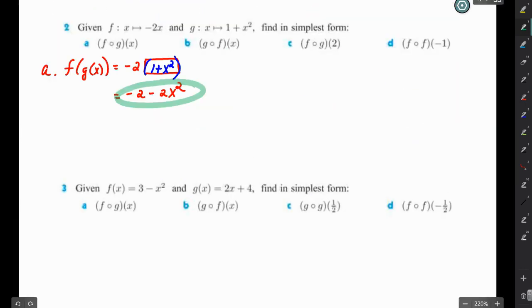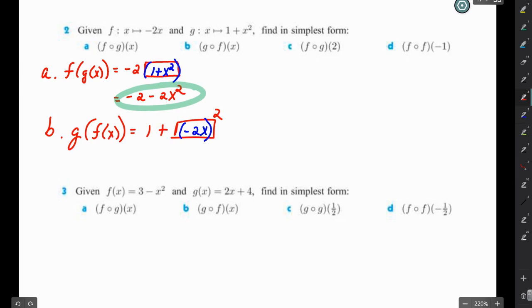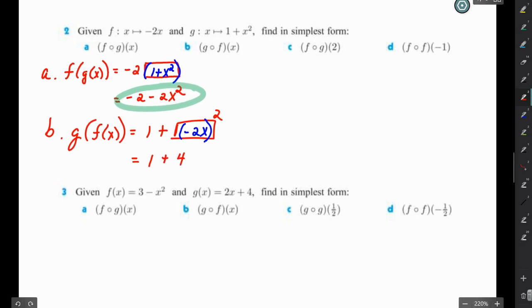Okay, moving on to letter B. We want g of f of x. G is our lead function. Put a box wherever we have an x. Put the f function inside the box. Be careful when you distribute here. Negative 2 squared is going to give us 4. And x squared is just x squared. So the final answer for that one is 1 plus 4x squared.